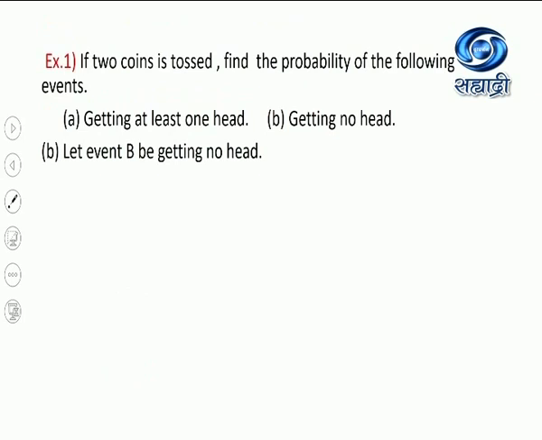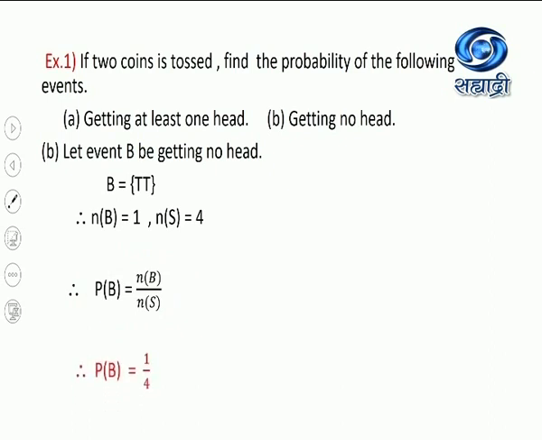Now second part, that is, let event B be getting no head. Therefore, B equals TT. So what is the number of sample points? N of B is equal to 1. I have copied N of S from the previous slide, that is N of S is equal to 4. So let me write the formula. P of B is equal to N of B upon N of S. Now let me substitute values, so P of B is equal to 1 upon 4.